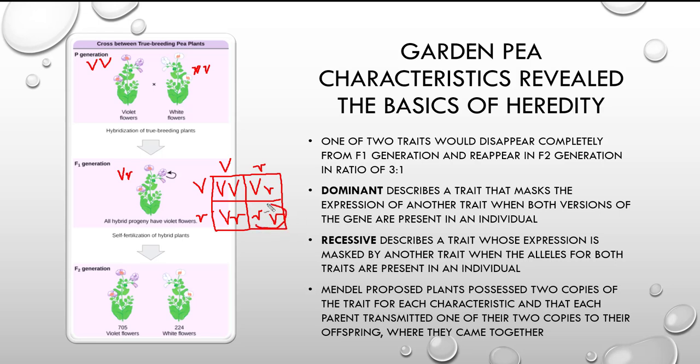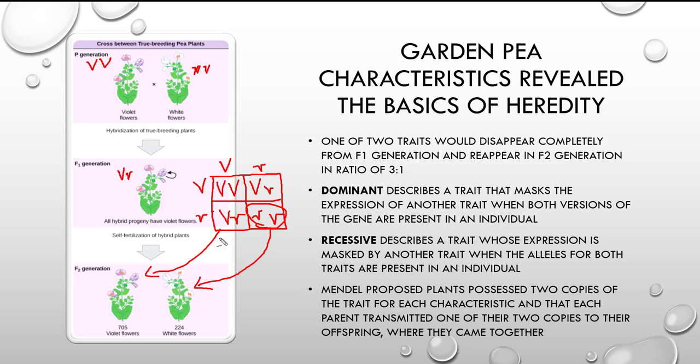So this one right here, notice, is little v. This one does not have a dominant allele, so this one's going to be white, okay? These all have dominant alleles, so all of these will be purple. So that's why we have a 3-to-1 ratio. There's a 75% chance that we're going to get purple flowers, 25% chance that we're going to get white flowers. So that's where we get that 3-to-1 ratio.